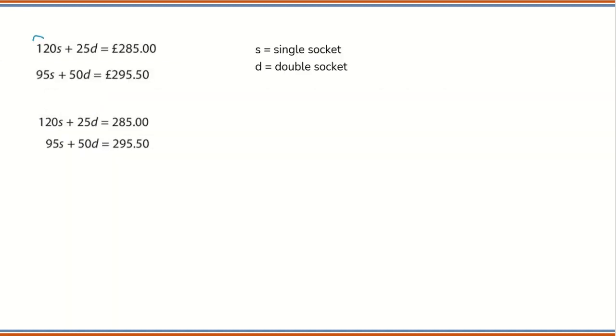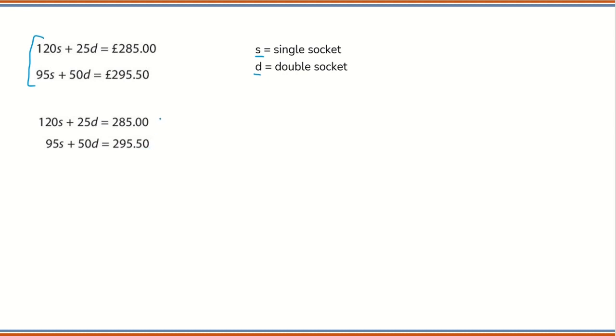So here we have the 2 equations. S is a single socket, D is a double socket. I have copied the 2 equations but without the symbol of the pound because it could be confusing. So if I look at the 2 equations, we have no variable on its own, so it's better not to use the method of substitution. And I can see that D in the first equation is half of D in the second equation.